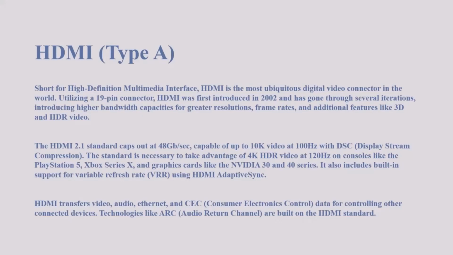The HDMI 2.1 standard caps out at 48 gigabits per second, capable of up to 10K video at 100 Hz with DSC, display stream compression. The standard is necessary to take advantage of 4K HDR video at 120 Hz on consoles like PlayStation 5, Xbox Series X, and graphics cards like the NVIDIA 30 and 40 series. It also includes built-in support for variable refresh rate, or VRR, using HDMI adaptive sync.